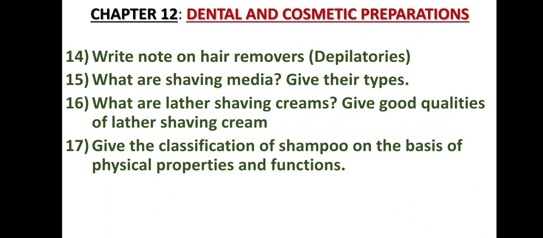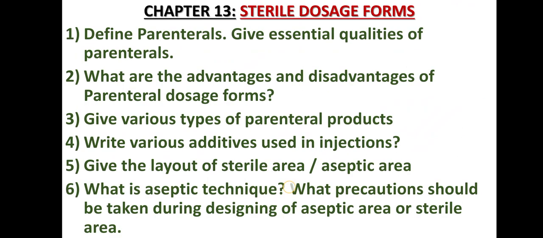So these are the 17 important questions in chapter number 12, dental and cosmetic preparations. You should not omit these questions. So study well. Coming to chapter 13, that is sterile dosage forms, there are 6 important questions. We can see it one by one.